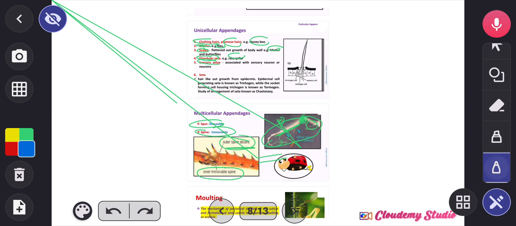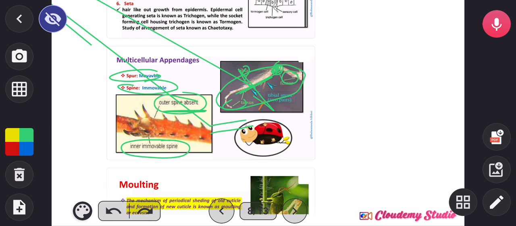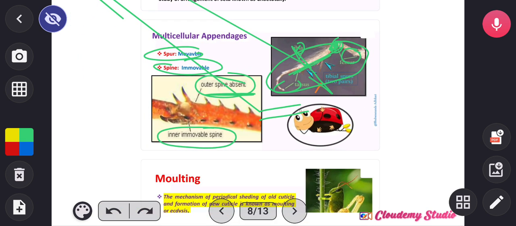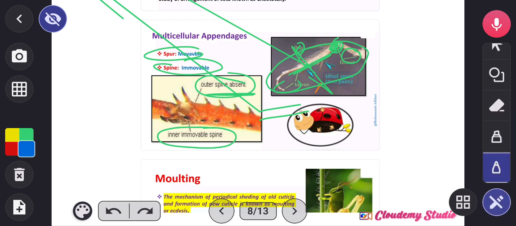Now the question is, what is molting? Molting is the mechanism of periodical shedding, or the periodical removal, of the old cuticle and the formation of new cuticle. This process is known as molting or ecdysis. So I'm going to write it here, ecdysis. The process is known as molting or ecdysis. So molting is the periodical shedding of the old cuticle.